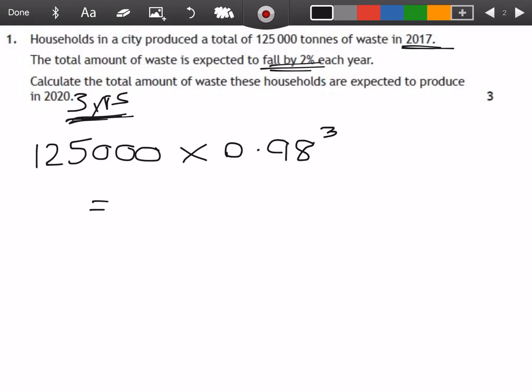Okay, so key into your calculator. Gives you, let's see, 117,649, and then we'll go back and check the question if it mentions anything about rounding. It doesn't mention anything about rounding at all, so this is just tonnes. Okay, always try to remember to write down your units as well.